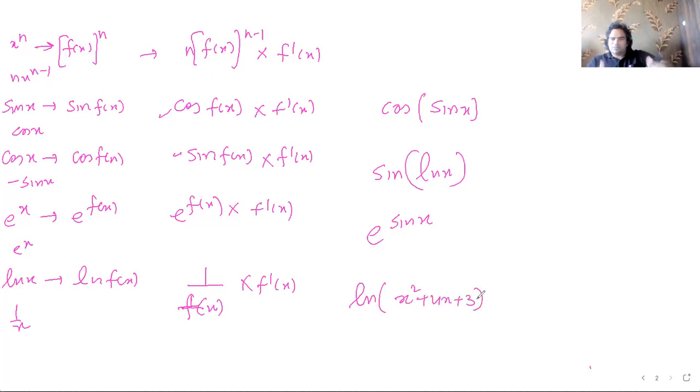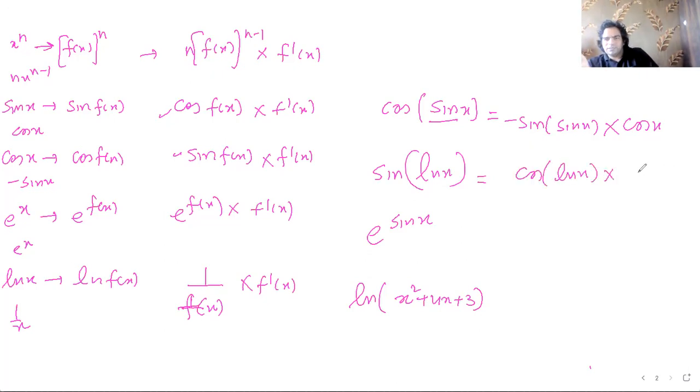In all these cases, the first step is that we differentiate the parent function and don't give any preference to the child function. So it'll be negative sine of sine x, into, don't forget, the derivative of the child function, which is cos x. Similarly, for sine of ln x, the parent function is sine, so differentiate first. It'll be cos of ln x times the derivative of ln x, which is 1 upon x.